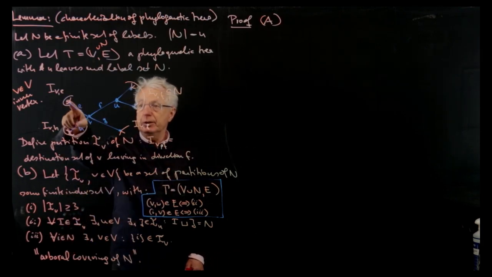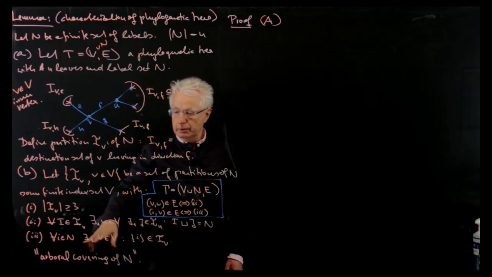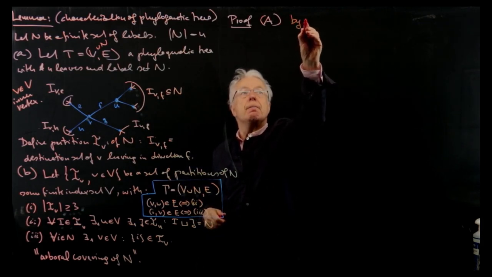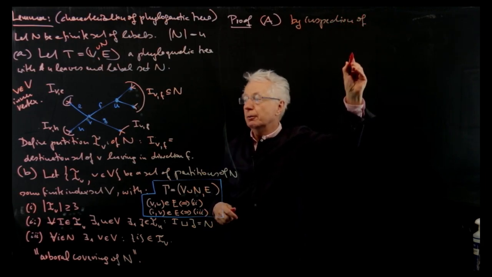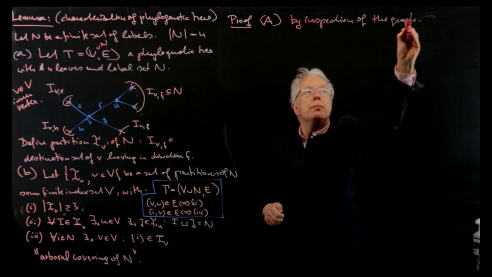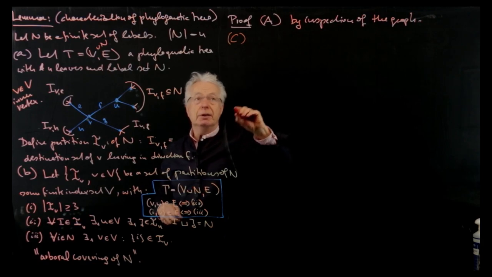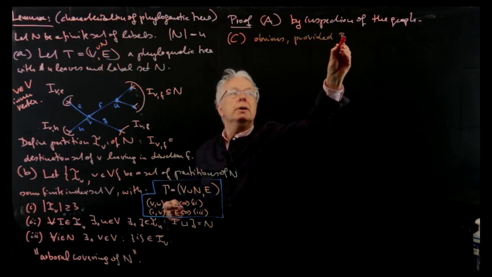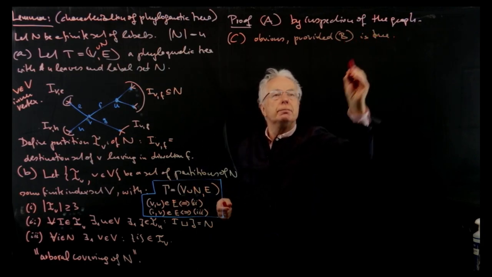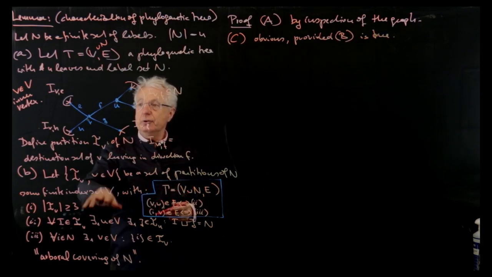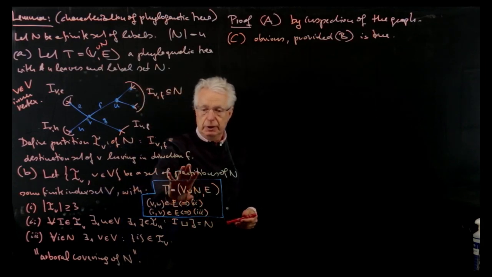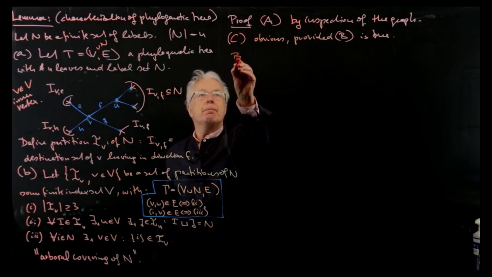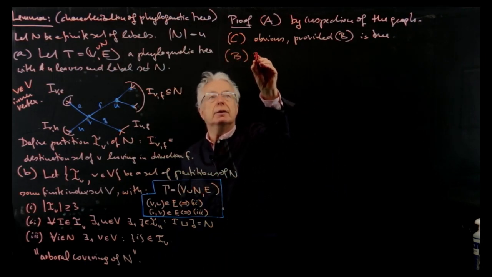And condition three is immediate because the leaves are attached just to a single inner vertex. So if we take a leaf here, that's the unique vertex where it is attached. So that's by inspection of the picture of the graph. And as you are all professionals and very smart, C is almost obvious, provided B is true. So B is going from this to this here. So we have to show that the gamma we define here is indeed a phylogenetic tree. So B. I'm not sure if I do everything, but this is more delicate and more interesting.